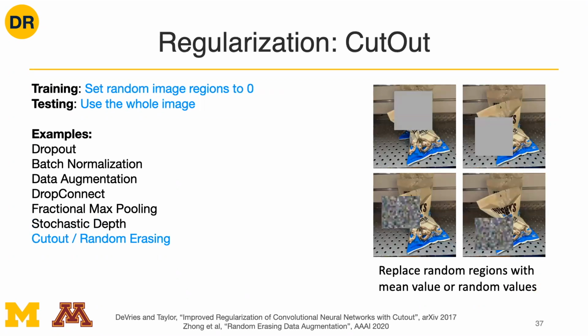The other technique is cutout, or what is called random erasing. You basically replace a set of regions in your input with either a constant value or some randomness. So again, we are trying to induce randomness during the training, and this is one of the techniques to do that.